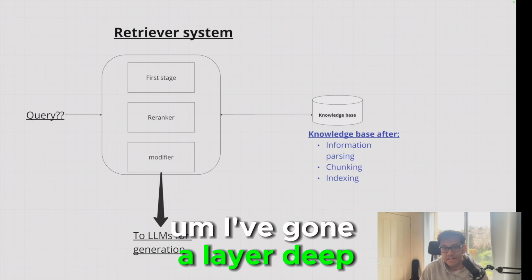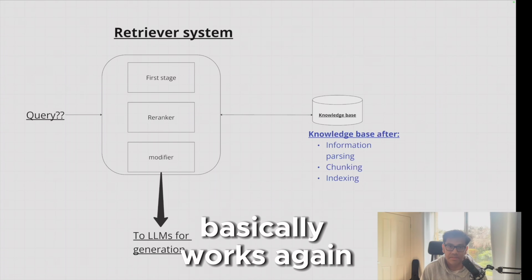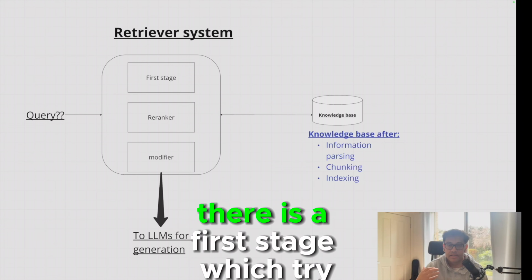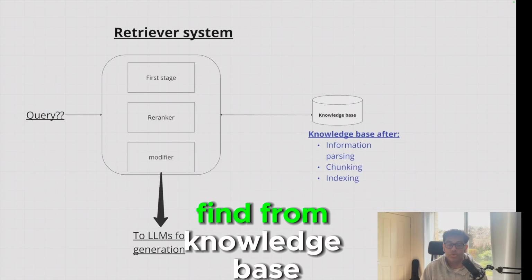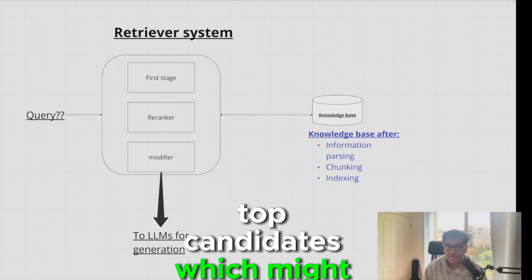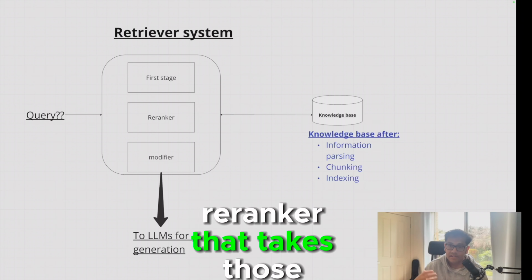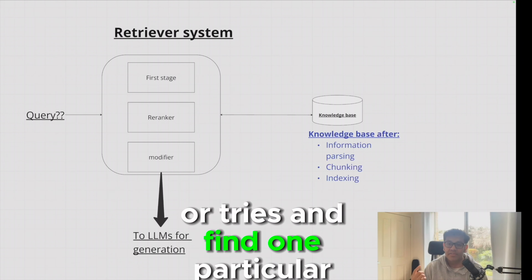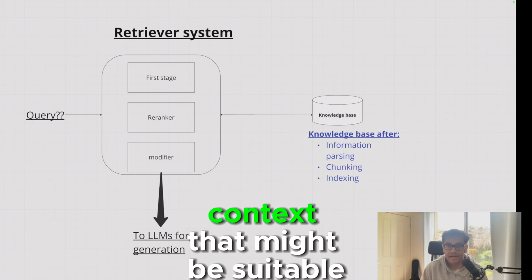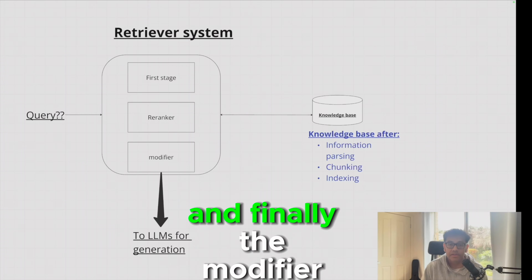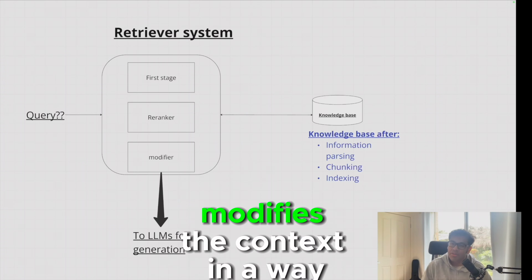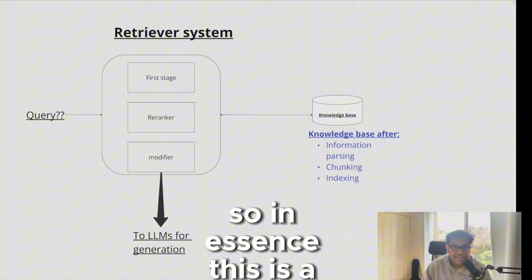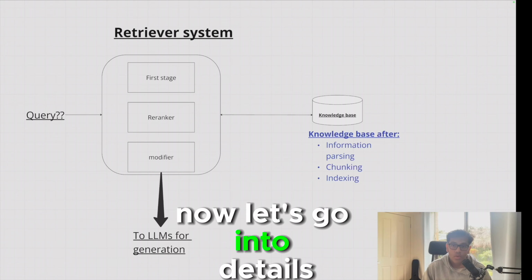I've gone a layer deep so that you actually understand how a retrieval system basically works. Again, just a quick revision. Query comes in. There is the first stage which takes that query and tries to find from the knowledge base top candidates which might answer that query. The re-ranker takes those candidates and either compresses them into one, or tries to find one particular context that might be suitable for the query that we are trying to answer. And finally is the modifier, which modifies the context in a way which might be suitable for the large language model. So in essence, this is a retrieval system. Now let's go into details.